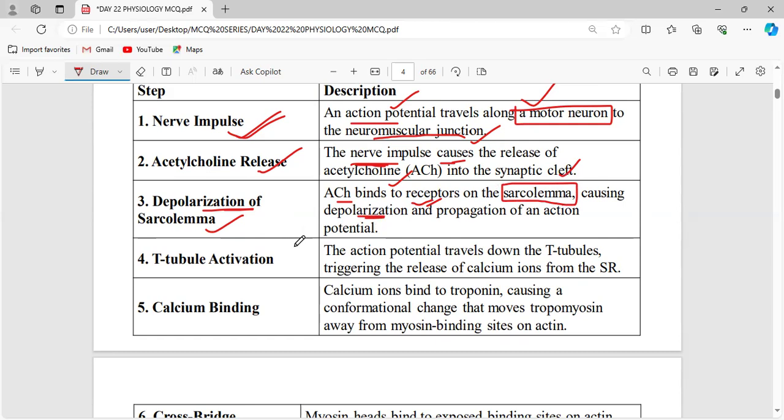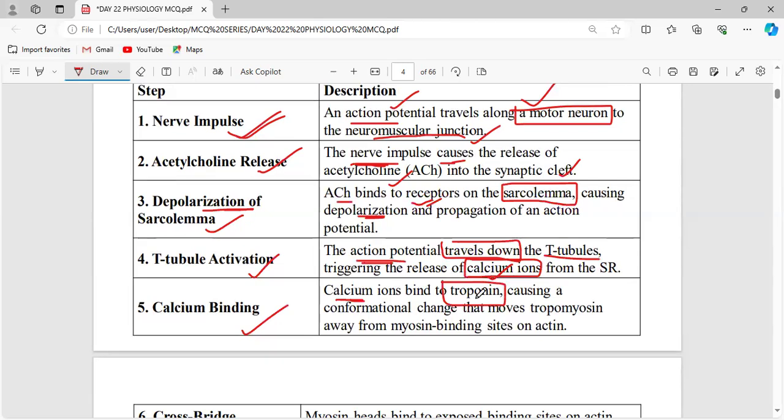Now what is getting activated once this acetylcholine has attached to the receptor? T-tubule activation. When the T-tubule is activated, the action potential travels down the T-tubules. This triggers the release of calcium ions, and they are released from the sarcoplasmic reticulum. After the calcium has been released, where is this calcium going to bind? This calcium ion is going to bind to the troponin.